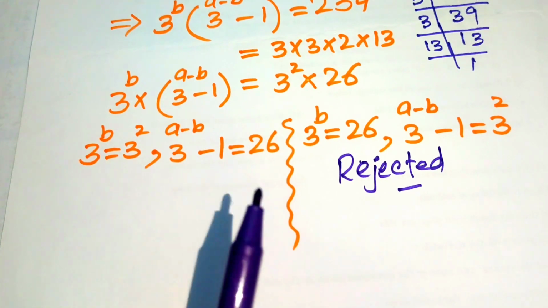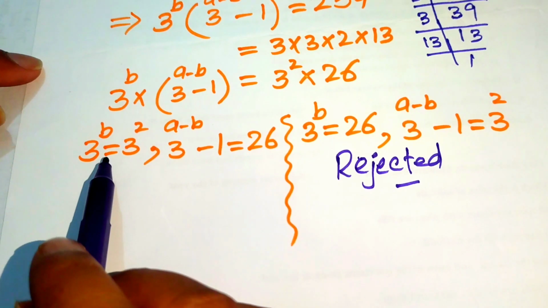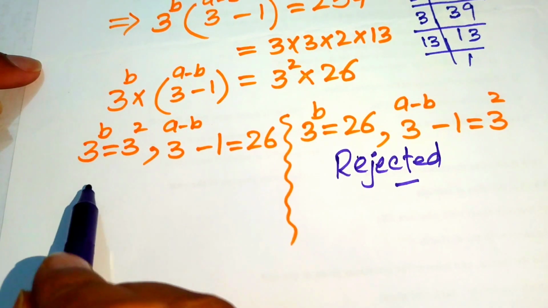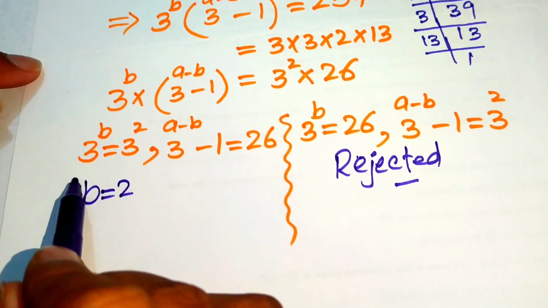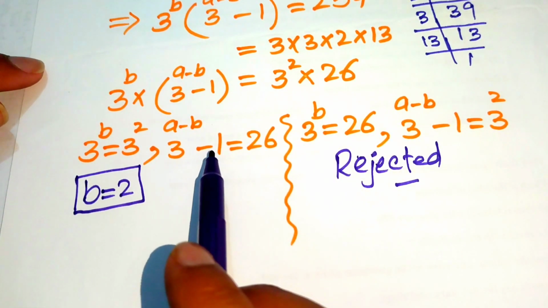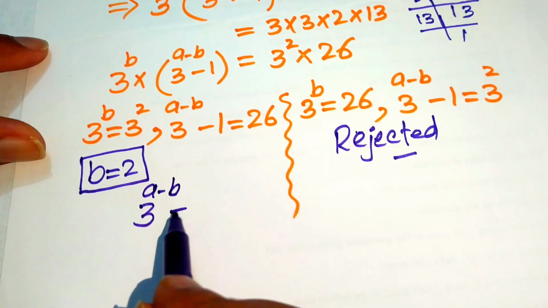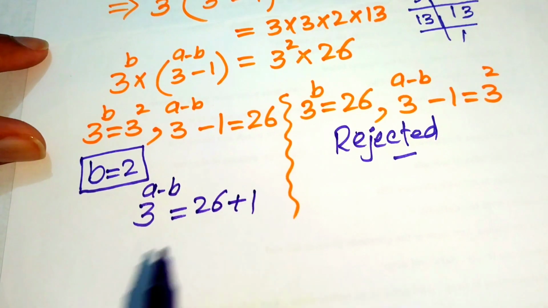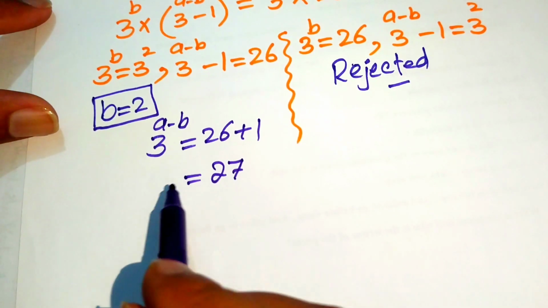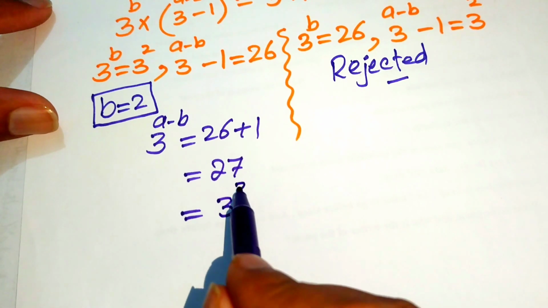Now we proceed with this case. First we compare both sides of this equation, and you see that the bases are the same, so we equate the exponents, and we easily get the value of b equals 2. Now we solve this one. First we move this -1 to the right hand side, and here we get 3 to the power of a minus b equals 26 plus 1. So 26 plus 1 becomes 27, and we write this 27 as 3 to the power of 3.